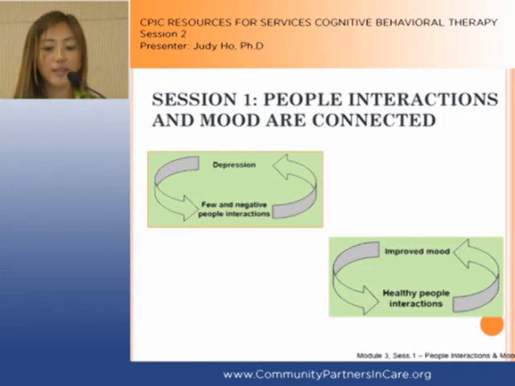In session 1, you help them learn that people interactions and moods are connected. So you help them show that depression can lead to few and negative people interactions and it creates a cycle, but healthy people interactions creates a positive cycle of improved mood.